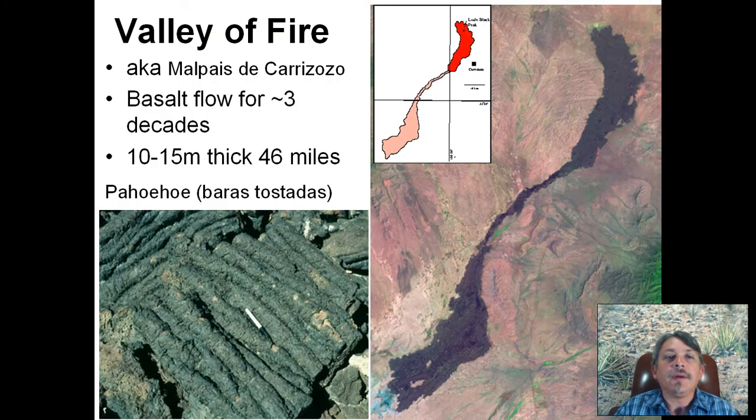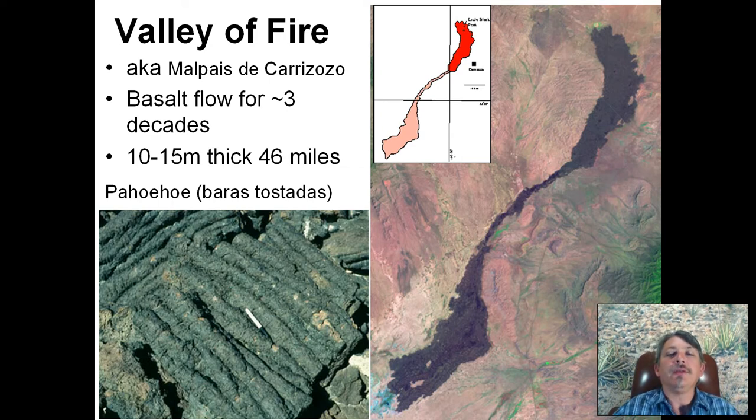And here's another one. This one flowed out for about 3 decades, roughly. And it's about 10 to 15 meters thick. Meter is similar to a yard if you don't understand that. And it flowed out for 46 miles.